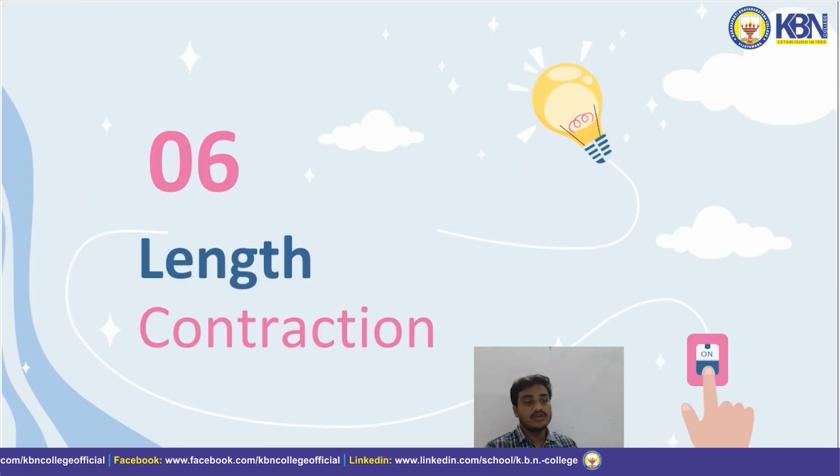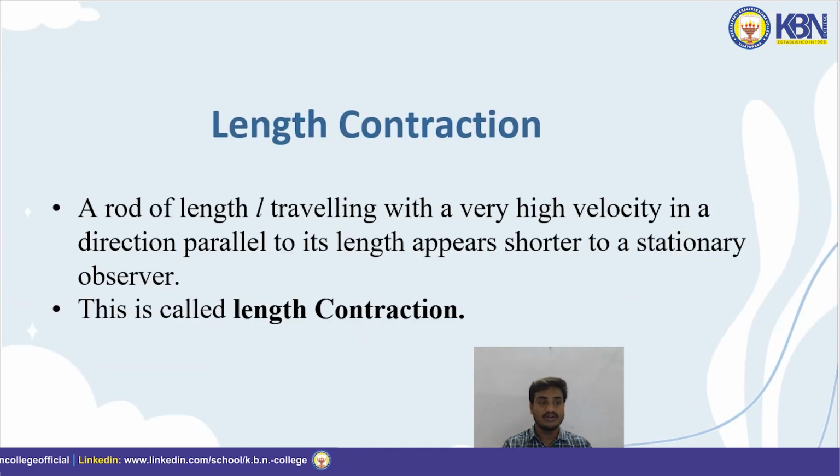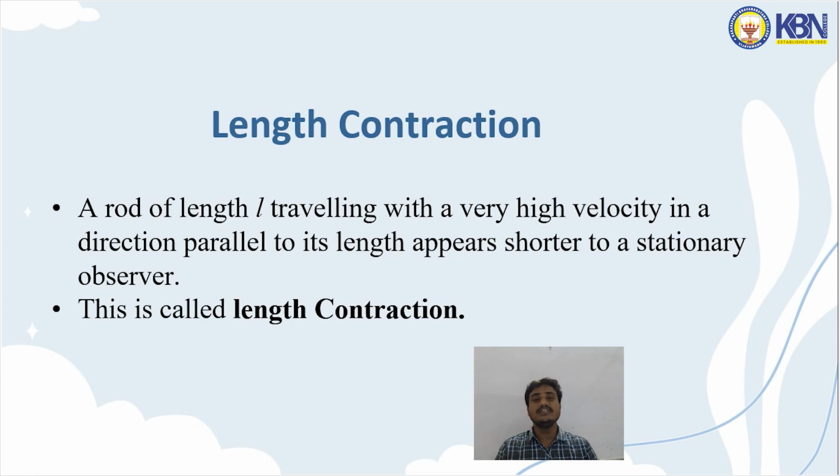Now coming to the sixth content of today's session, it is length contraction. Length contraction is defined as follows: a rod of length L traveling with a very high velocity in a direction parallel to its length appears shorter to a stationary observer. This is what length contraction is.